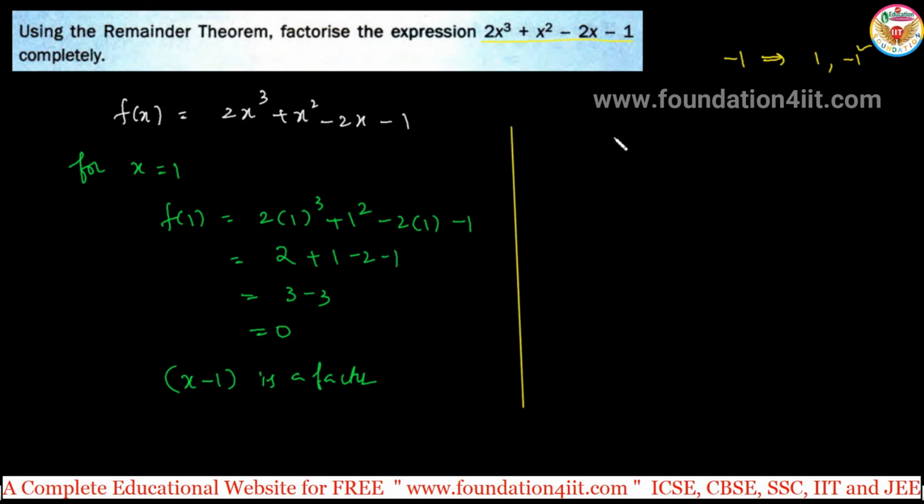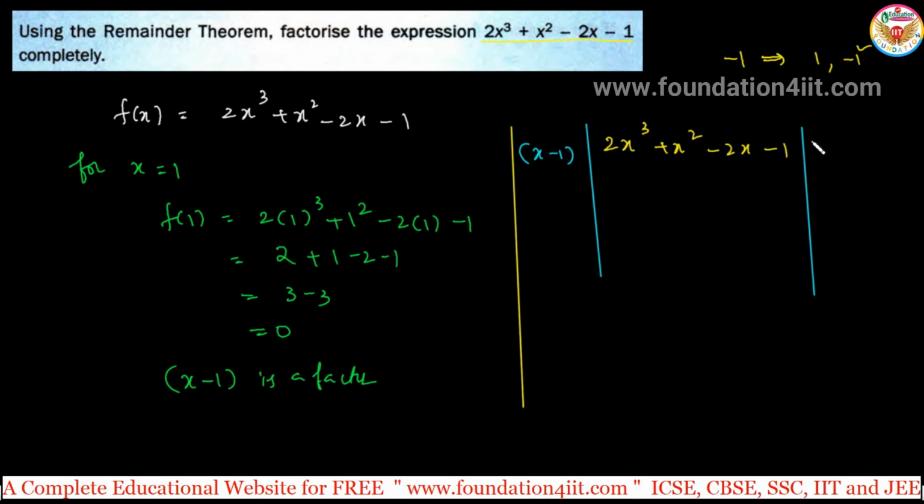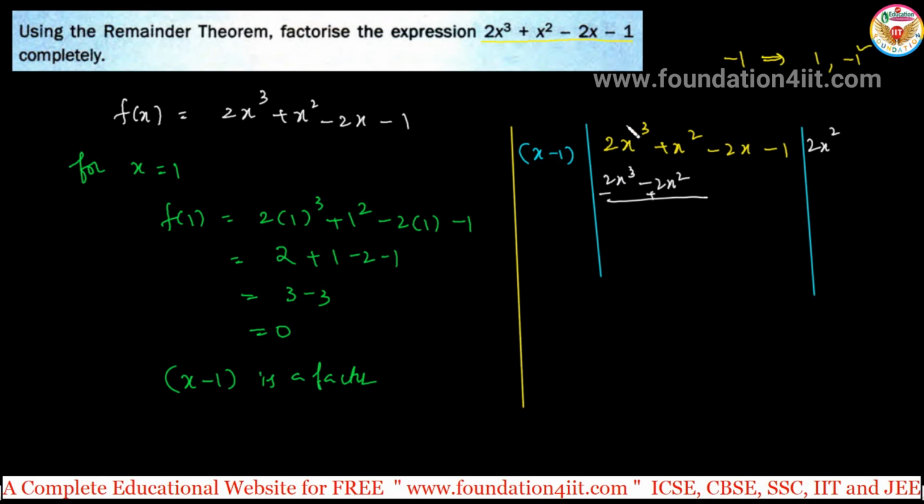So we already have 2x cube plus x square minus 2x minus 1, right? Now take this and factorize with x minus 1. Now the first term is 2x cube, so 2x square. 2x square into x is 2x cube. 2x square into minus 1 is minus 2x square. Change the sign, cancel this, 3x square. Next term is minus 2x.